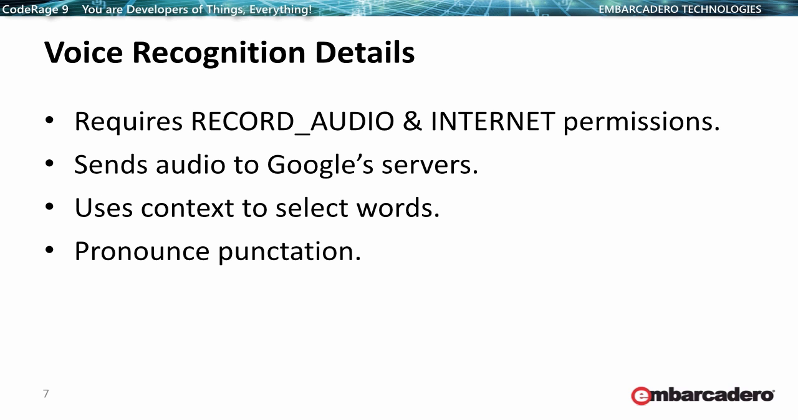So you need to have the record audio and internet permissions. Record audio is obvious because it's opening the microphone to record the audio of your voice. But that recording is then taken and sent to Google servers. And then the server processes that audio, uses the context of your sentence to select what words best make sense. So for example, if you say, I read a book, then read probably means read as in the past tense, not red as the color. So that's some of the ways it is able to decipher that. Also, if you want to add punctuation, you have to pronounce that. So you'd say period at the end of a sentence, or comma, exclamation mark, question mark, etc.